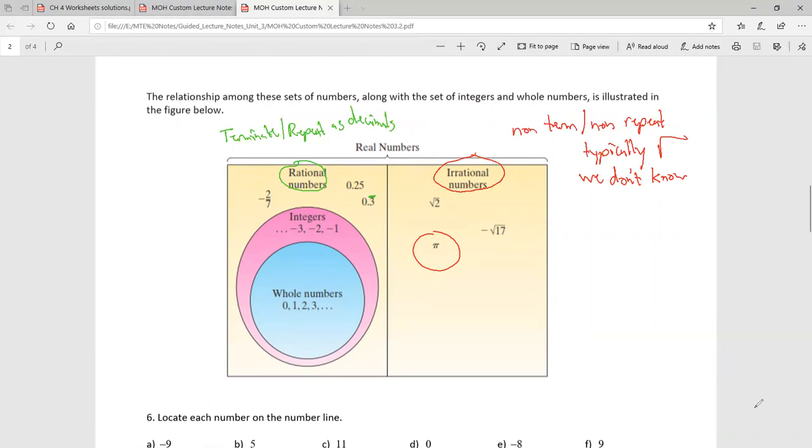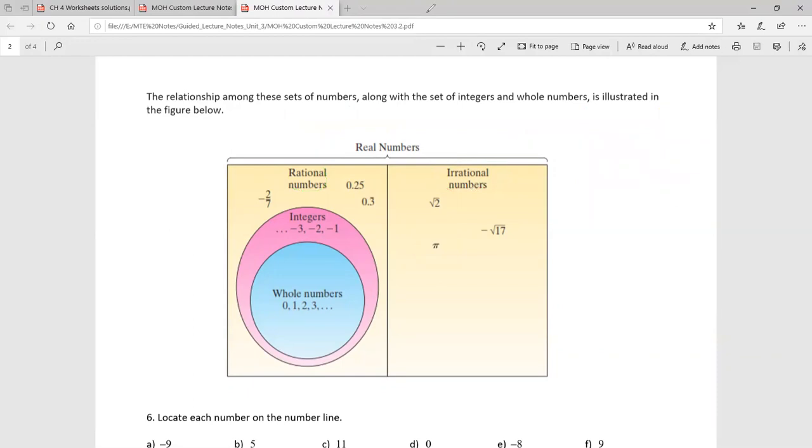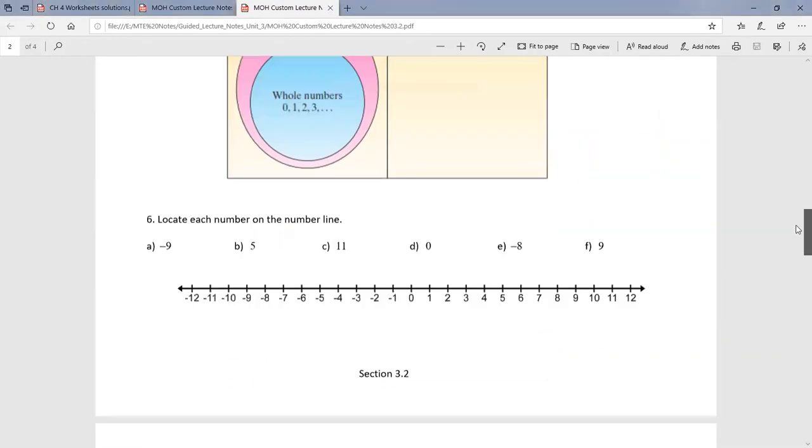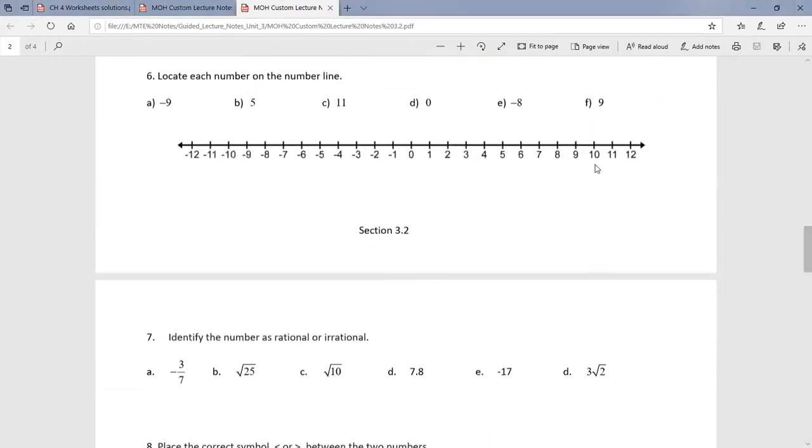All right. So for problem 6 and 7, number 6, we're just going to put the numbers on the number line. 7, we're going to classify them as a rational or an irrational. So locate the number on the line, and when I put my little dots, I'm going to mark them with A, B, C, or whatever is relevant for the problem.